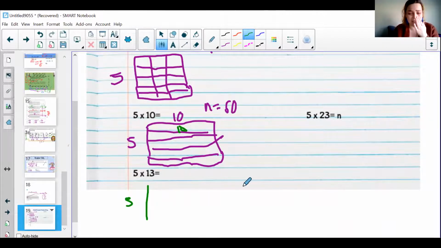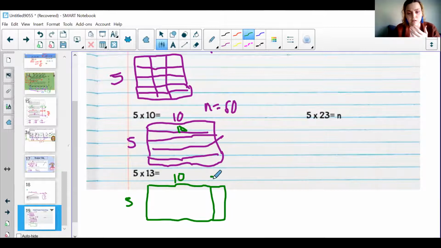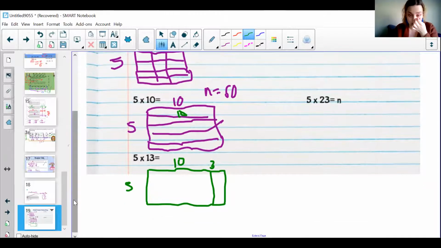5 times 13, that's going to be harder for me. So what am I going to do? I'm going to decompose my rectangle. I'm going to decompose that 13 into a 10 and a 3. Okay, now you're probably thinking, why is she doing that?